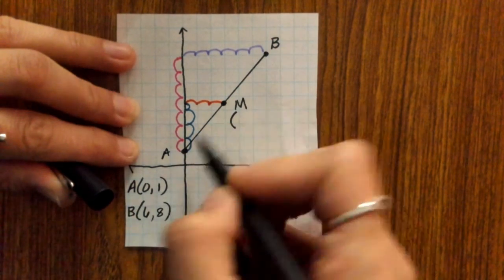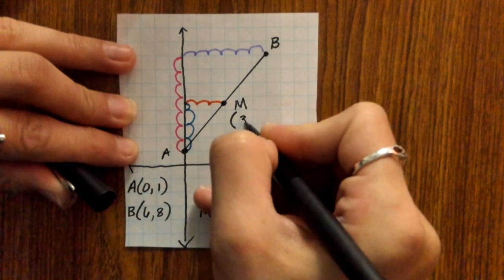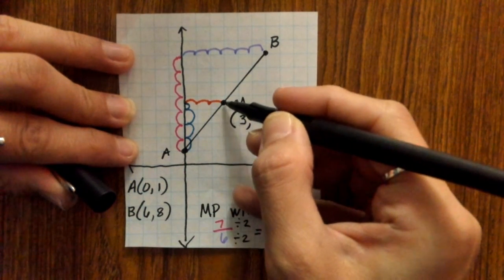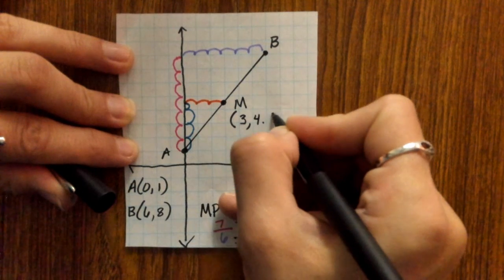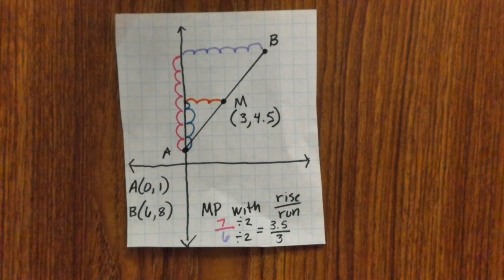And then I could find my midpoint. So your midpoint will be at positive 1, 2, 3, 4.5. Okay? So there's a couple different ways you can find a midpoint when using coordinates.